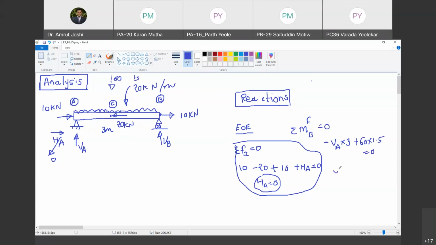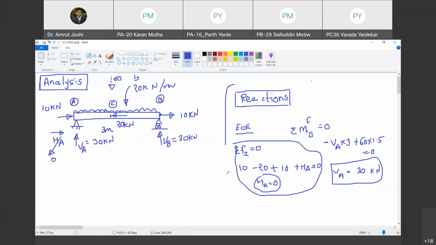So that gives me what? That gives me Va is equal to 60 into 1.5 by 3, that is 60 by 3, that is 30. And that was obvious because due to the symmetry of loading, Va as well as Vb is going to be equal to 30 kilonewton. If you apply summation Fy equal to 0, you will get Va as 30 kilonewton and Vb also as 30 kilonewton. Are you with me, Karan? Yes, sir.